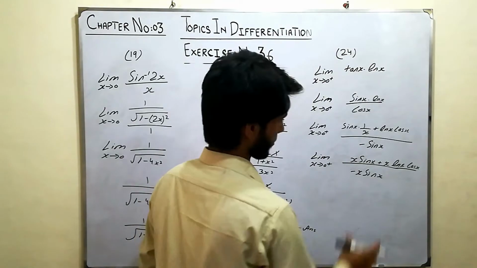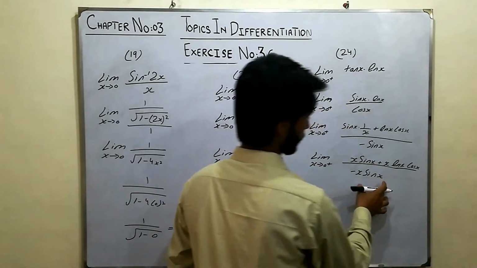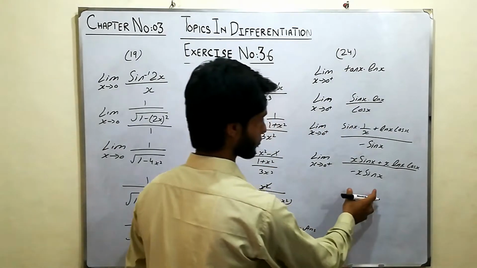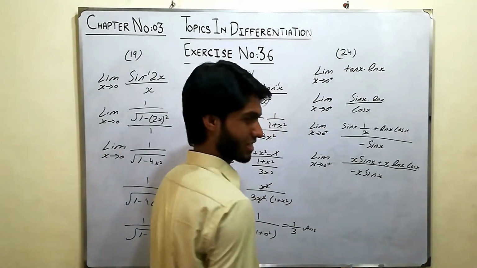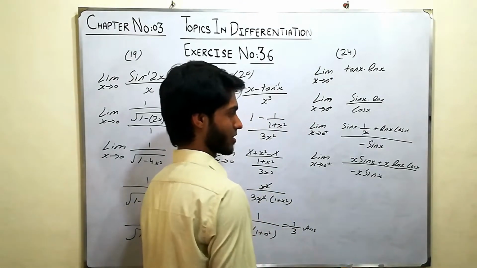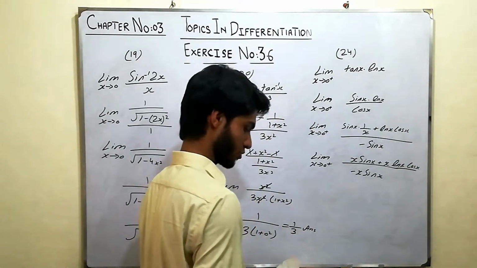Now if we put the limit in that function, we again have the form 0 by 0. So we take the derivative of this function again, and then we have the answer of this question. Now we'll go to the next question.